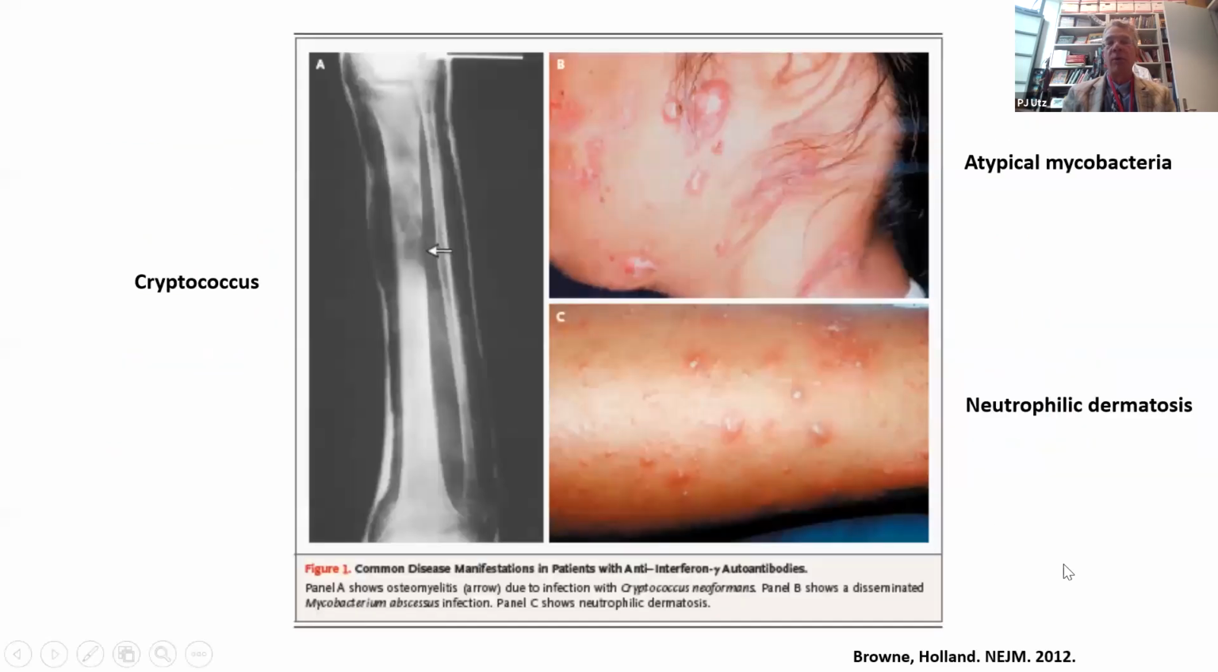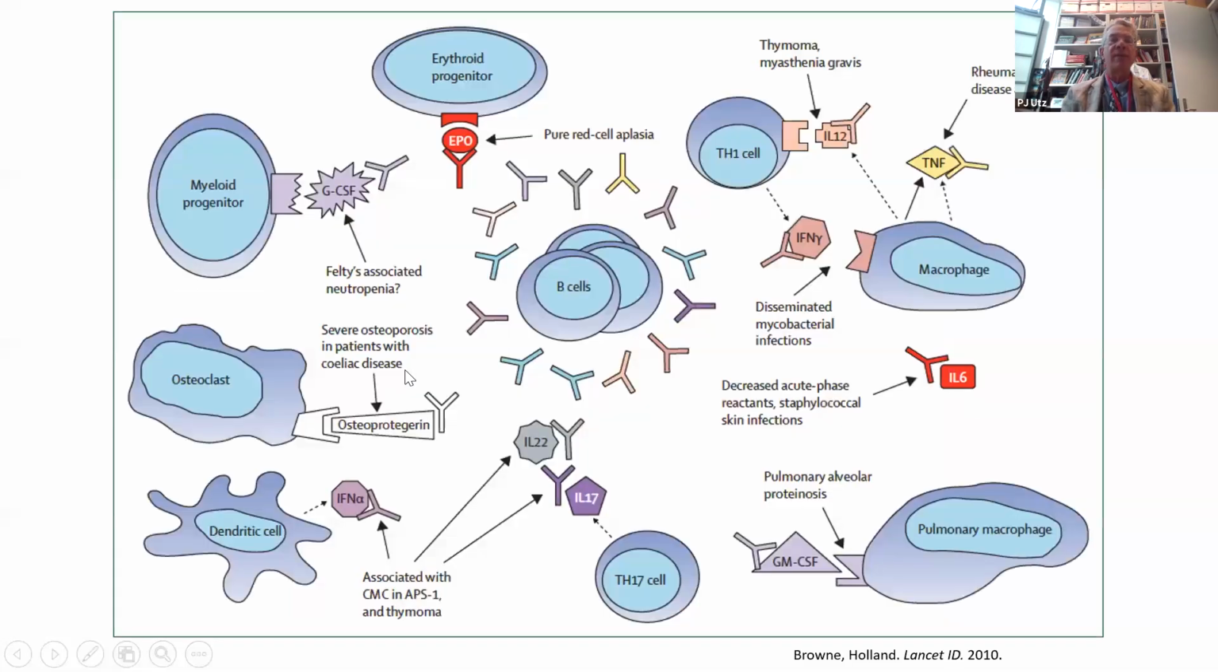And this is from their New England Journal article that shows other infections they can get. So these are the atypical mycobacteria. Here's a patient with cryptococcus. Here's a neutrophilic dermatosis. And it turns out that these anti-cytokine antibodies are much more prevalent than you might imagine.